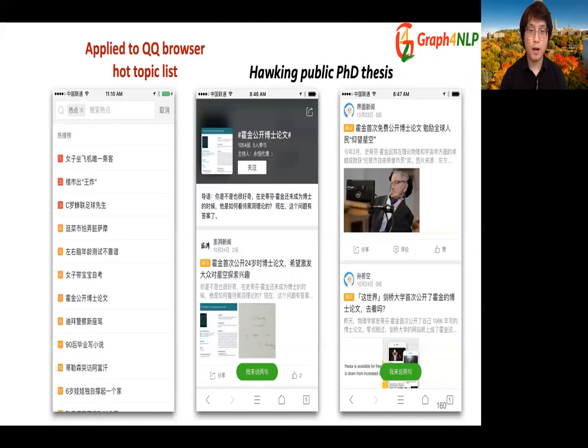Such systems are actually applied in real-world mobile applications, namely the Tencent QQ Browser hot topic list product. Basically, the product provides a list of hot events for every hour of every day. For example, here we show Hawking publishing his PhD thesis. If you click on this hot topic, you get a list of documents reporting this hot event from different media.